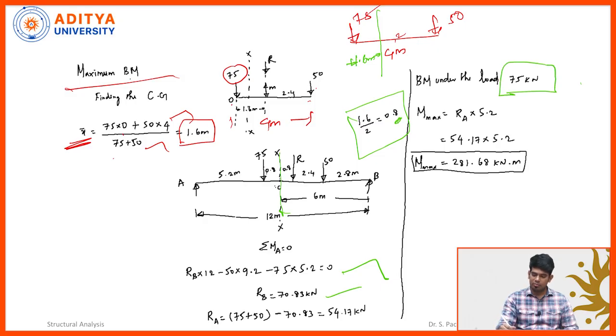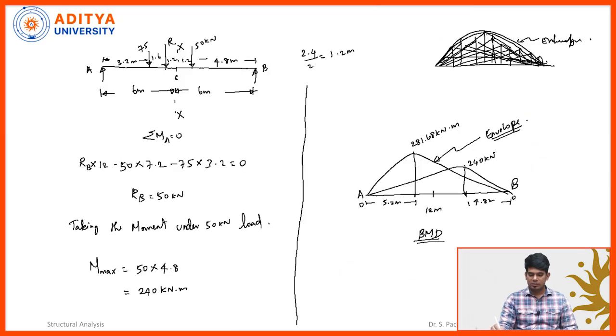After calculating RB and RA, what am I going to do? I am going to take the moment under the 75 kilonewton, which is nothing but just RA into 5.2. I got the value of maximum bending moment under the 75 kilonewton load. Similarly, I need to calculate the maximum bending moment under the 50 kilonewton load also. From the resultant to the 50 kilonewton load is 1.6 meters.